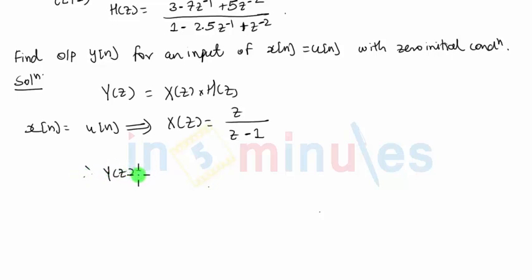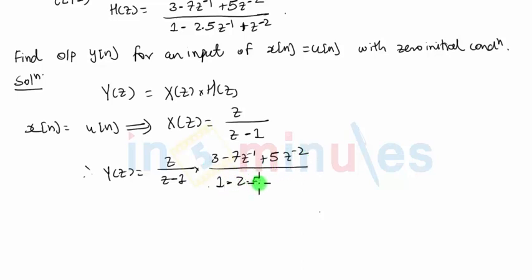So Y(z) will be nothing but z upon z minus 1 into H(z), which is (3 minus 7z^-1 plus 5z^-2) divided by (1 minus 2.5z^-1 plus z^-2). So what we have got is Y(z), and now I will have to take its inverse z transform. To take the inverse z transform, we will go through a couple of important steps that we have discussed in one of the previous examples also.